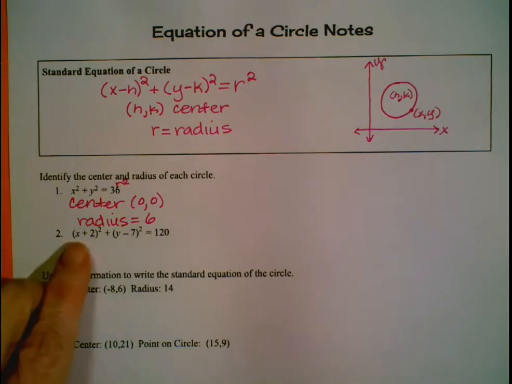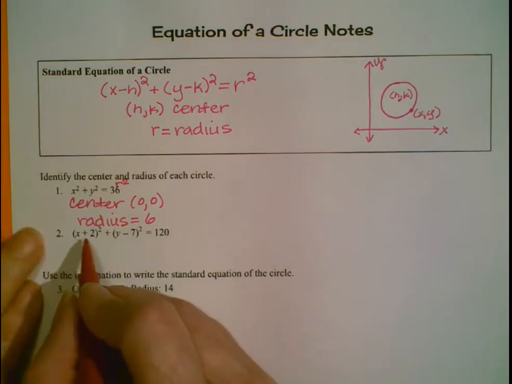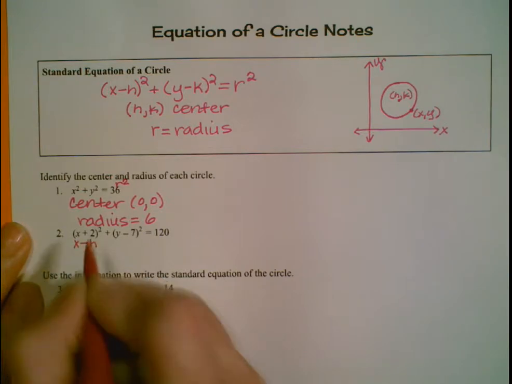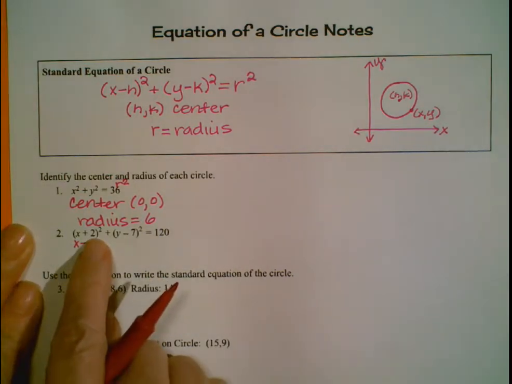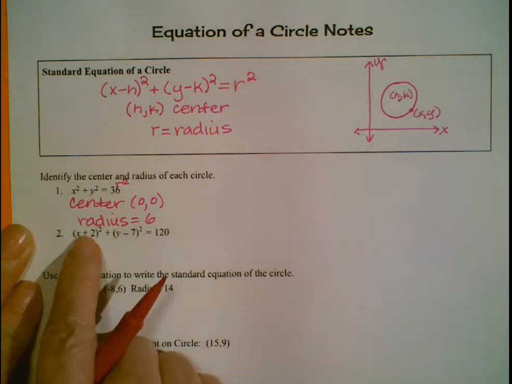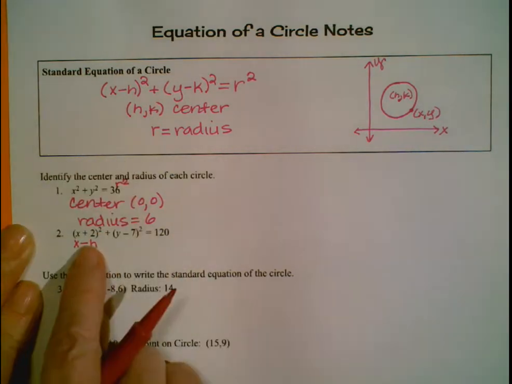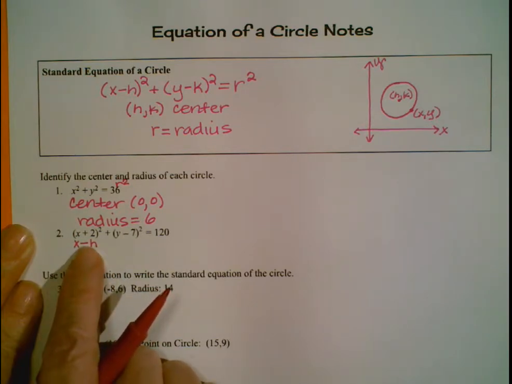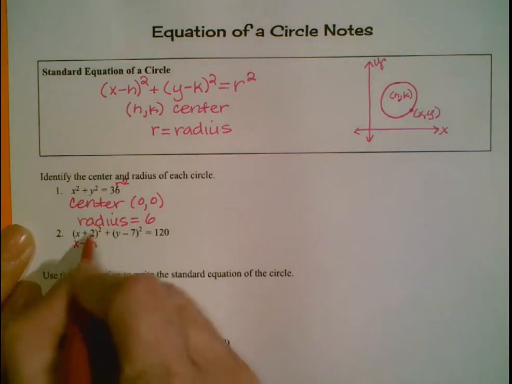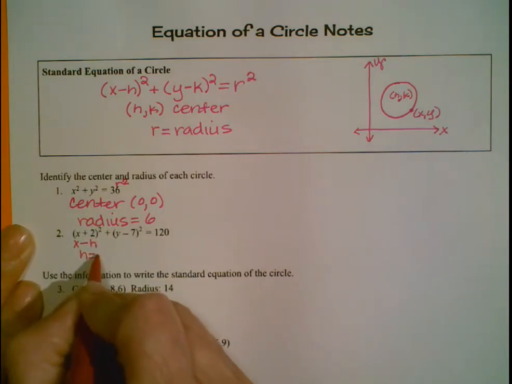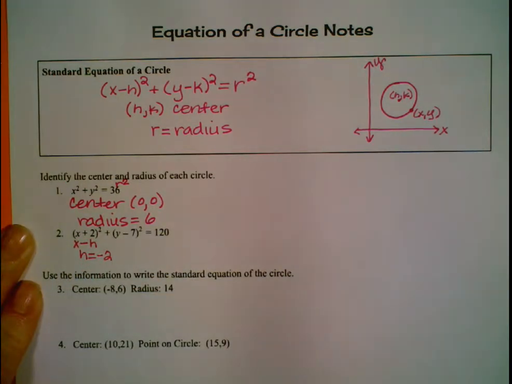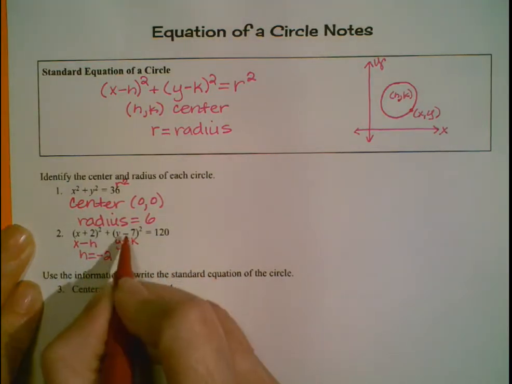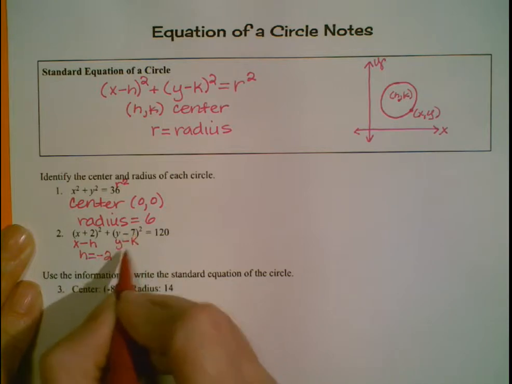All right, looking at the second example, x plus 2 squared. Well, if I think about this as x minus h, I have to determine what value of h would make this minus become a plus. And that's what we were talking about before. If h is a negative number, then x minus the negative will make that a plus. So here, h equals -2. For the y term, y minus k, since the minus is still there, then k must be 7.